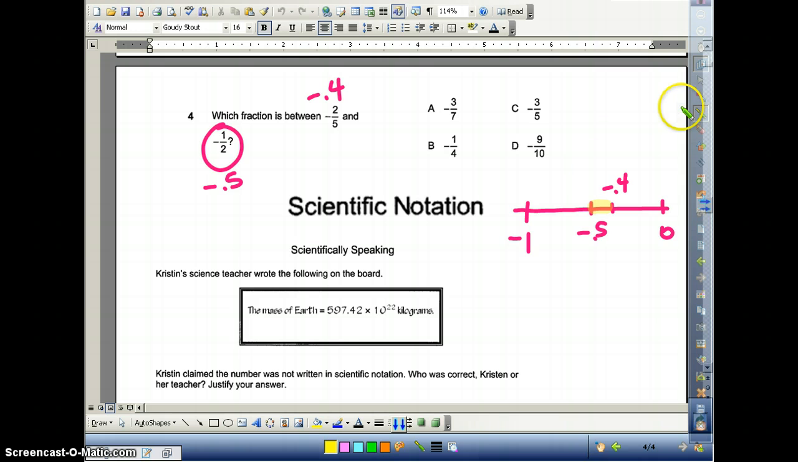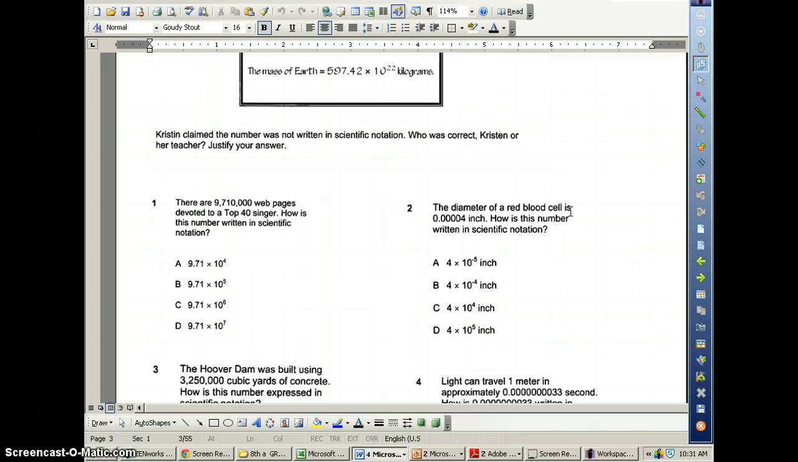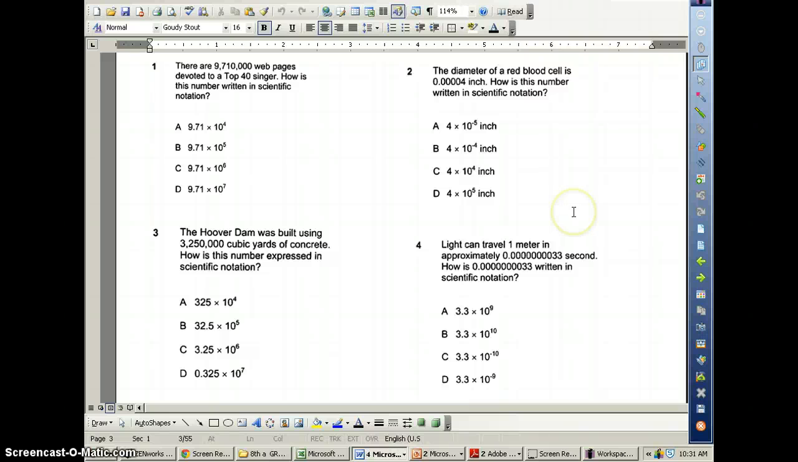Okay, are we still on page 3 here? Let's do 1, 3, and 4 at the bottom.